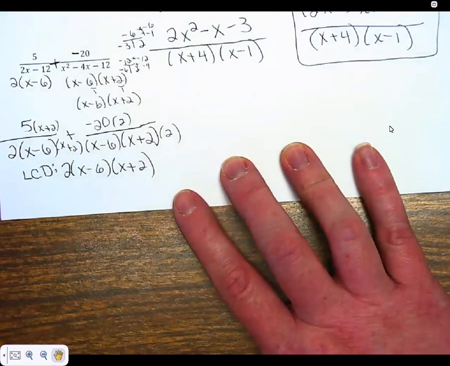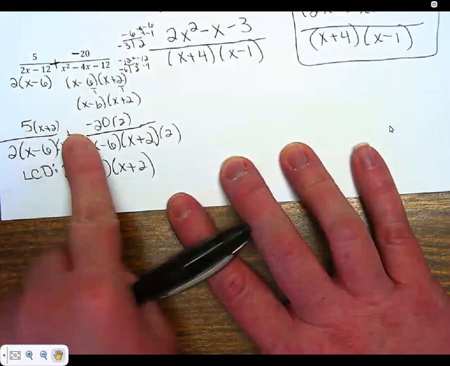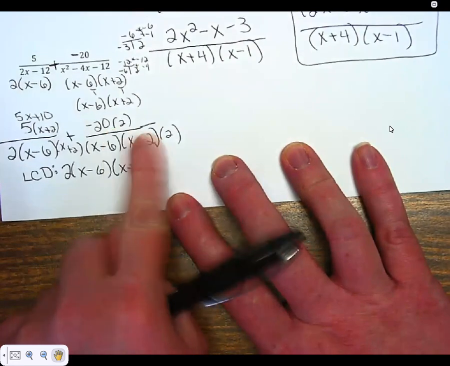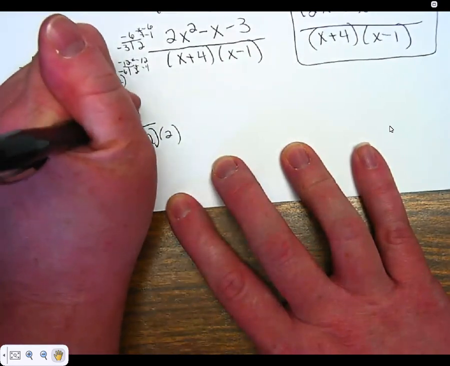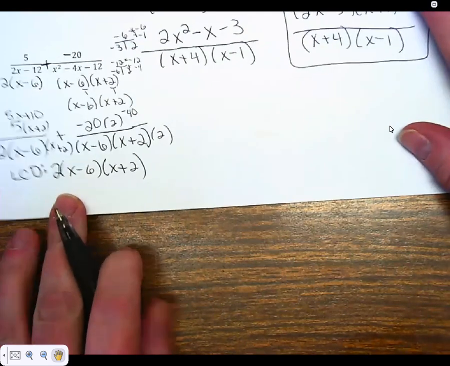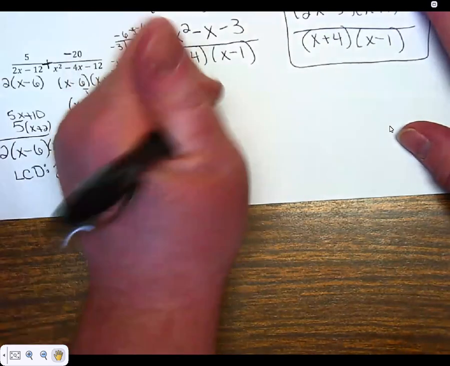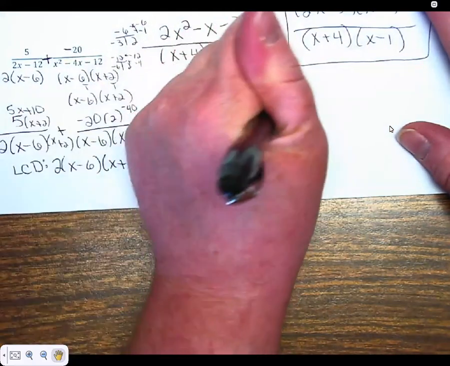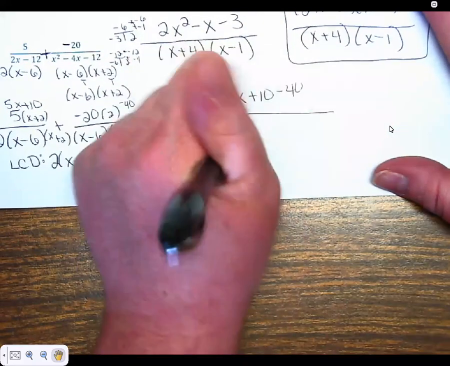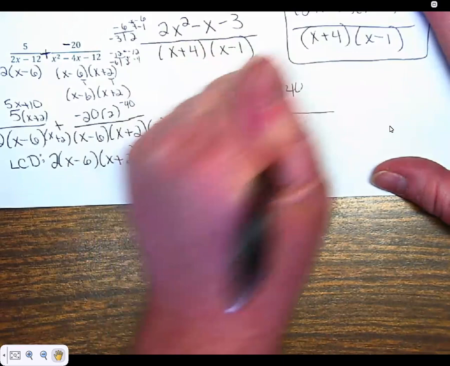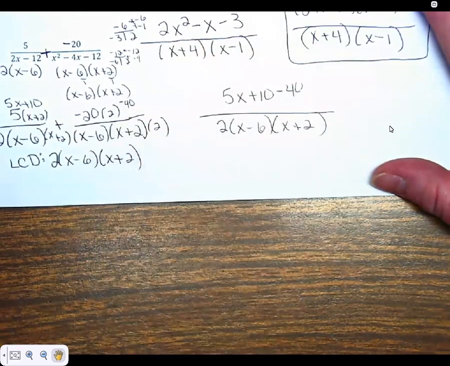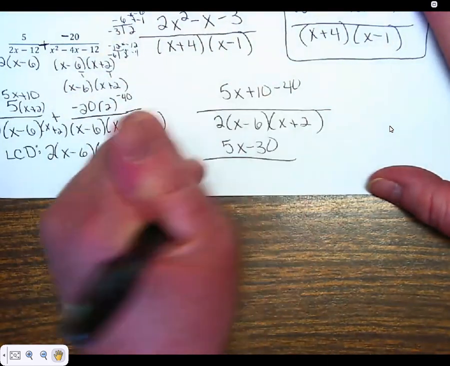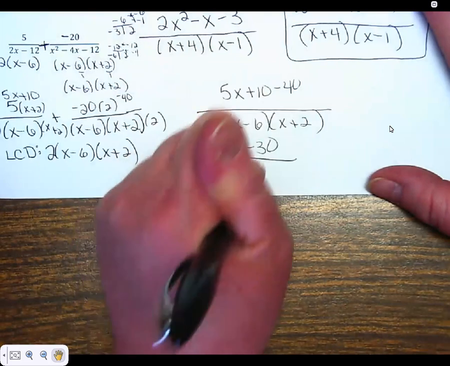Okay. So you want to multiply everything out. So 5, you're going to distribute it in. So you're looking at 5x plus 10. -20, if you multiply it by 2, is going to be -40. Fine. So at that point, what you have is 5x plus 10 minus 40 over your lowest common denominator, which is 2 and x minus 6 and x plus 2. Okay, so combining your like terms, you're looking at 5x minus 30 over 2 and x minus 6, x plus 2.